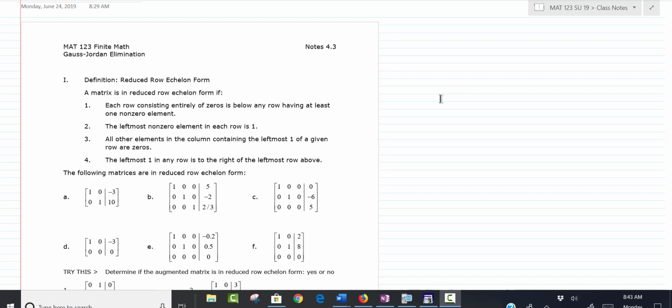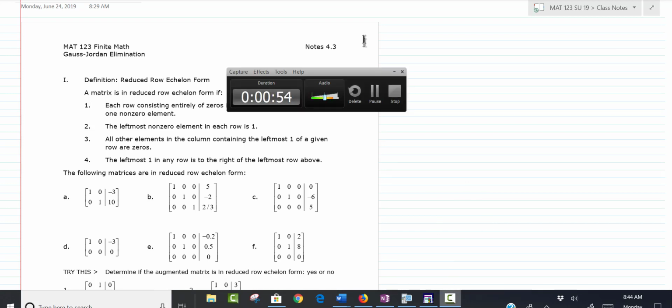All right, so what we're going to be looking at is reduced row echelon form of a matrix. And a lot of what you're going to be doing is working with your calculator. I'm going to demonstrate how reduced row echelon form works by hand, but we're going to be using your calculator most of the time, which you'll appreciate.